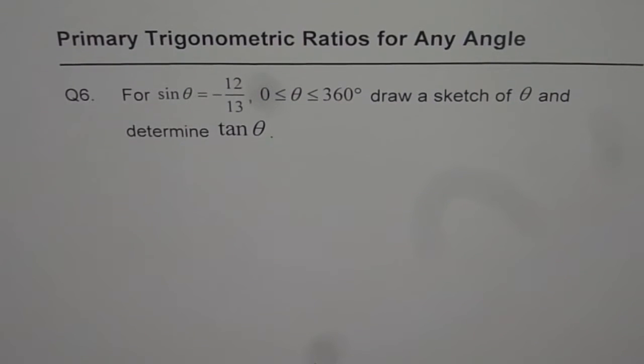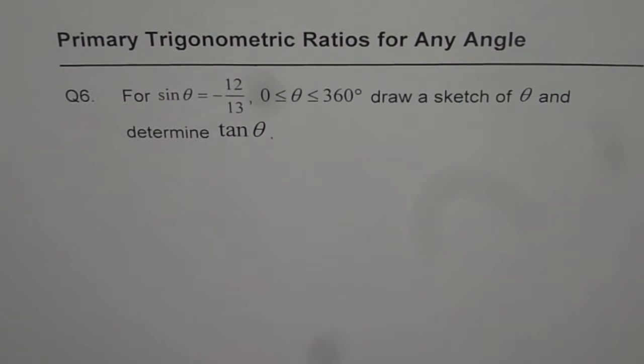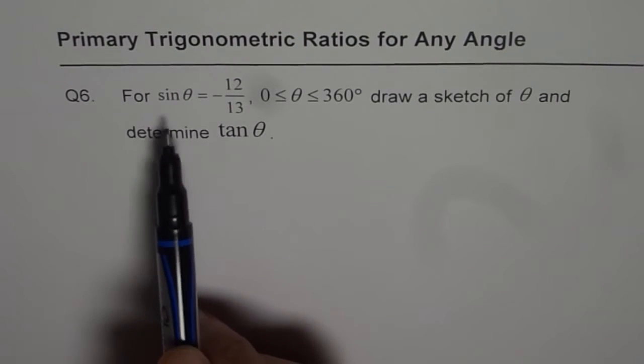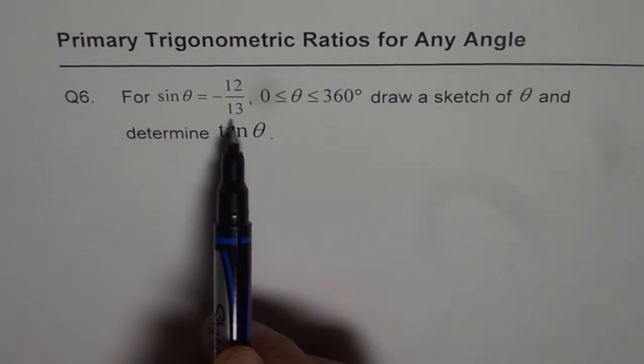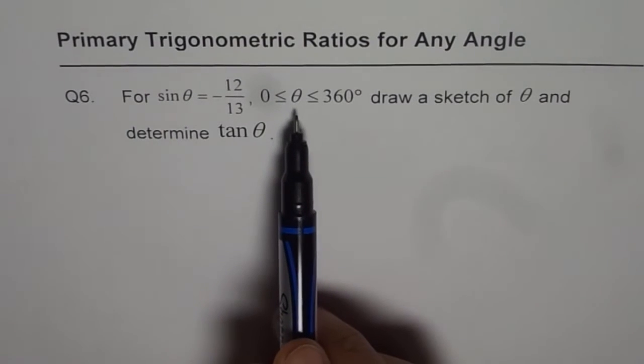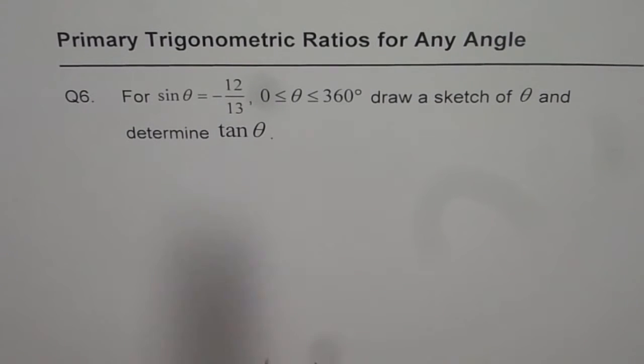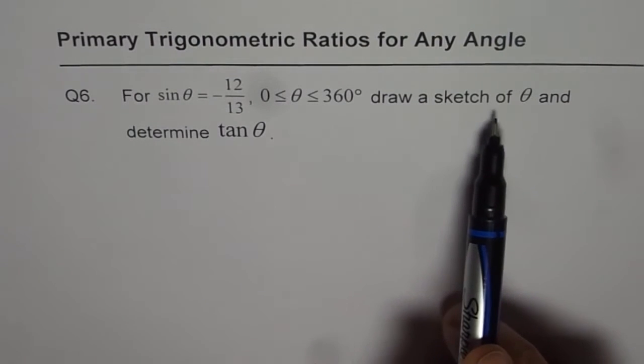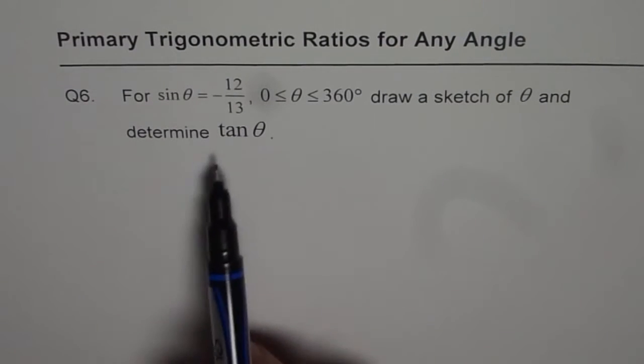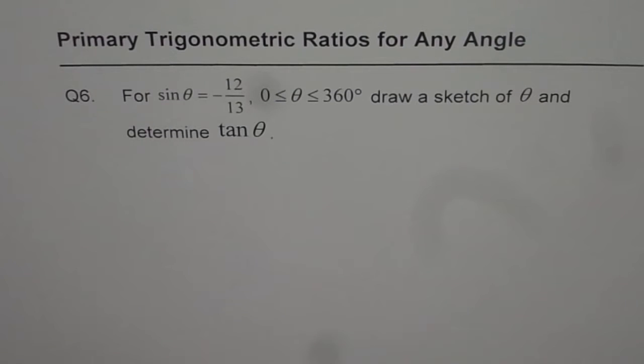I'm Anil Kumar, and here we have a similar question which we dealt with in question number 5. The question is, for sine theta equals minus 12 over 13, where theta is between 0 and 360 degrees, draw a sketch for theta and determine tan theta. I'd like you to pause the video, answer the question, and then move on to the next question.